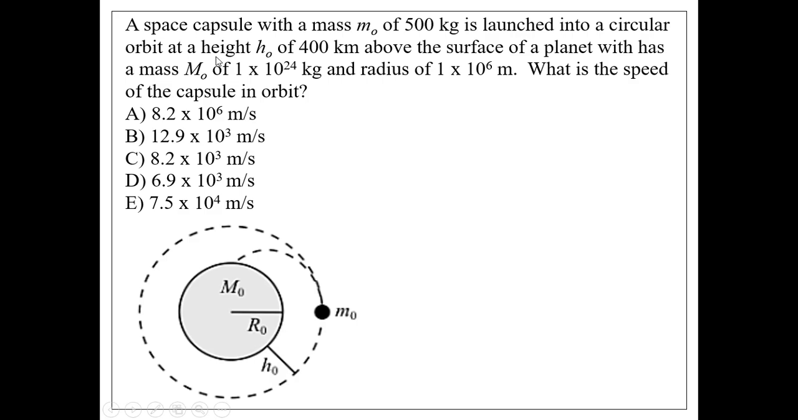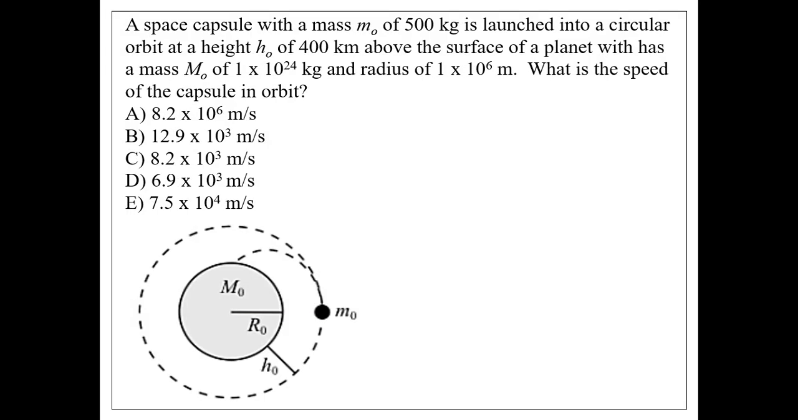In this particular problem, it says a space capsule has a mass of m0 of 500 kilograms. It's launched into a circular orbit at a height of 400 kilometers above the surface of the planet, and this is important, it says above the surface, not from the center, which has a mass of m0 of 1 times 10 to the 24th kilogram, and it has its own radius of 1 times 10 to the 6 meters, and wants us to find the orbital speed. So here are your options, A, B, C, D, E. So this one's not too bad.